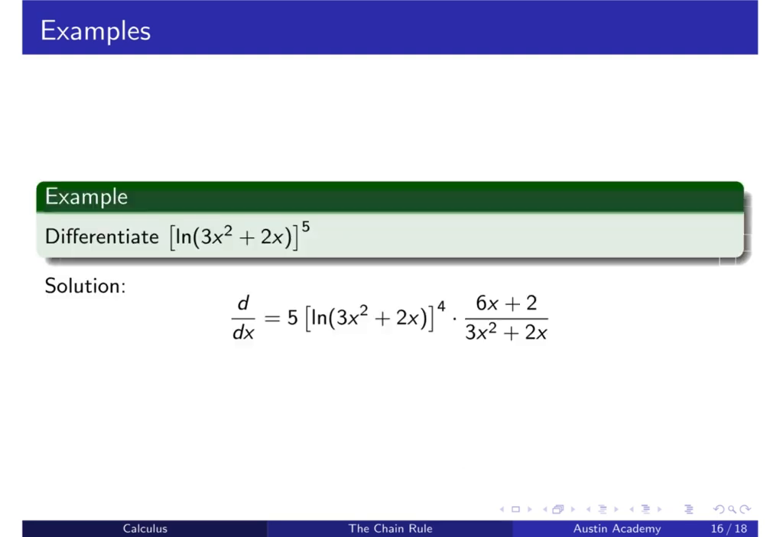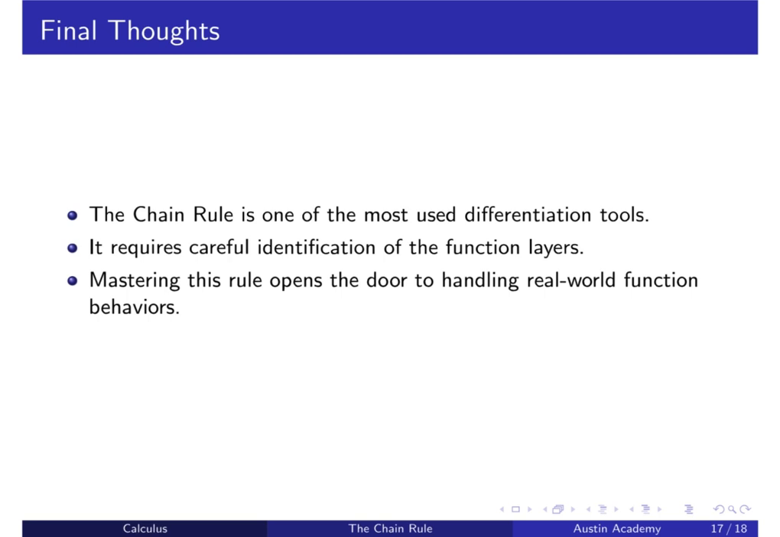Example 14. Differentiate. Natural log of 3x squared plus 2x, all raised to the fifth power. Use the chain rule. 5 times the log expression raised to the fourth times the derivative of the inner log, which is 6x plus 2, divided by 3x squared plus 2x. Final answer. 5 times natural log of 3x squared plus 2x to the fourth times 6x plus 2 over 3x squared plus 2x.